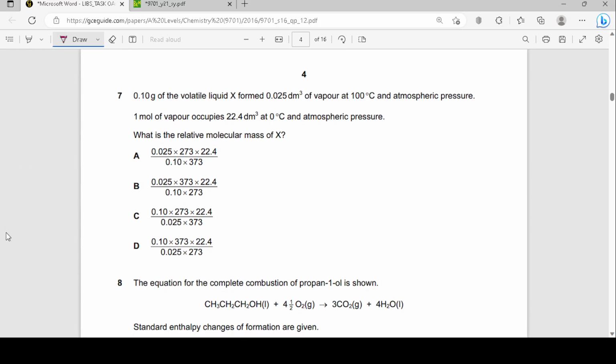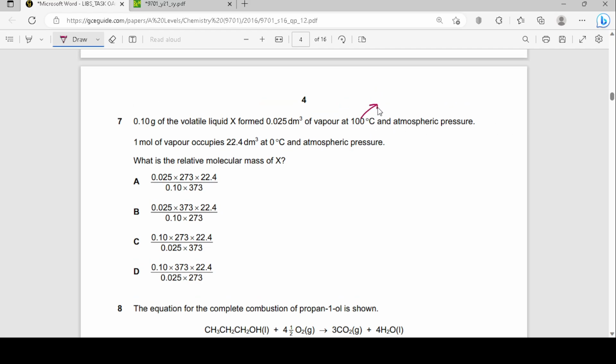Question number 7. 0.10 grams of the volatile liquid X formed 0.025 cubic decimeters of vapor at 100 degrees Celsius and atmospheric pressure. 1 mole of vapor occupies 22.4 cubic decimeters at 0 degrees Celsius and atmospheric pressure. What is the relative molecular mass of X? Okay. So 100 degrees Celsius, I just like to convert things to Kelvin. So we'll make it 100 plus 273, that is going to be 373 kelvins. And then 0 degrees Celsius will just be 273 kelvins.